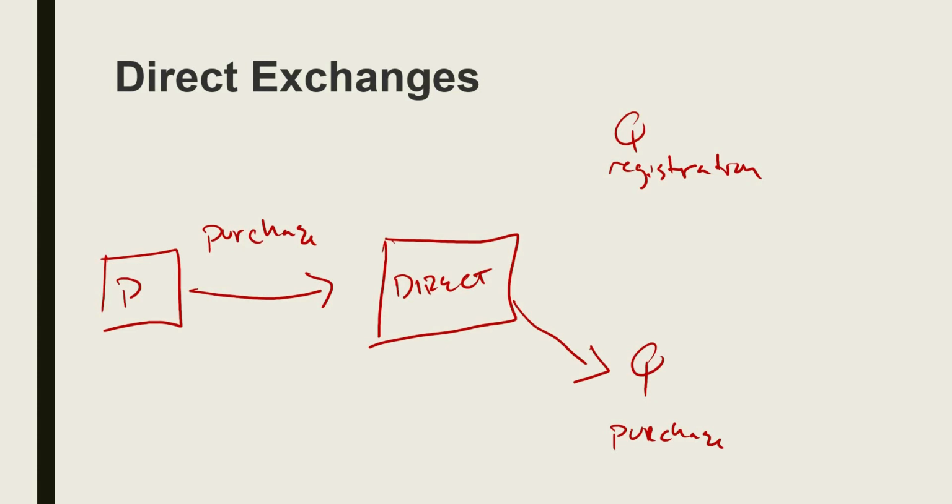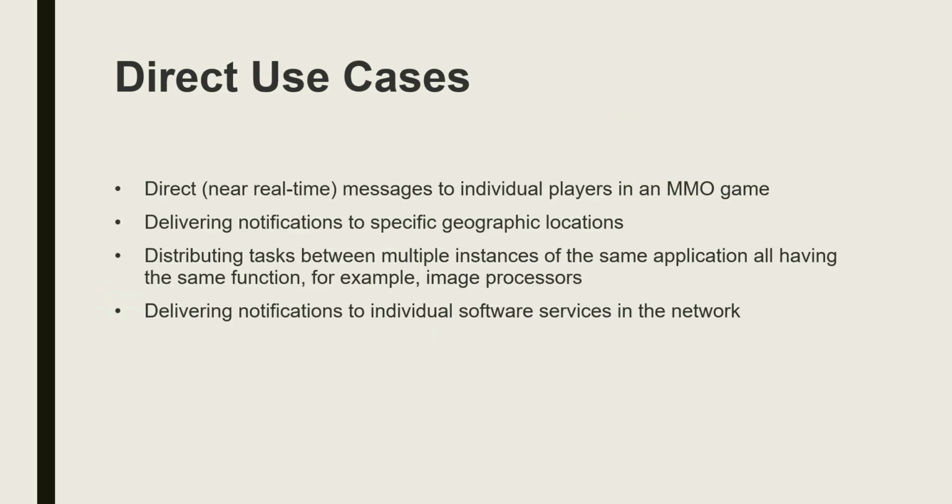Now let's take a look at some use cases for direct exchanges. And here it is: messages to individual players in an MMO game, delivering notifications to specific geographic locations, distributing tasks between multiple instances, delivering notifications to individual software services in the network. This one's pretty basic as well, right?